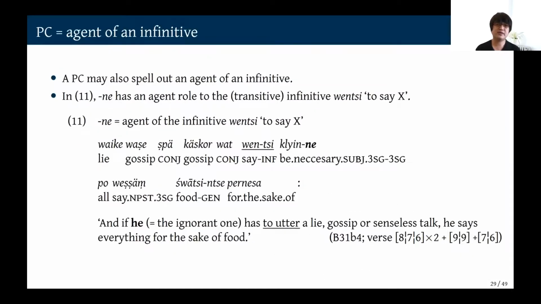The next example illustrates a pronominal clitic spelling out an agent of an infinitive. So, if he is necessary, he has to utter lies or gossip or senseless talk, and so on and so forth. So here we have the third person singular clitic ne, which acts as the agent of this infinitive.